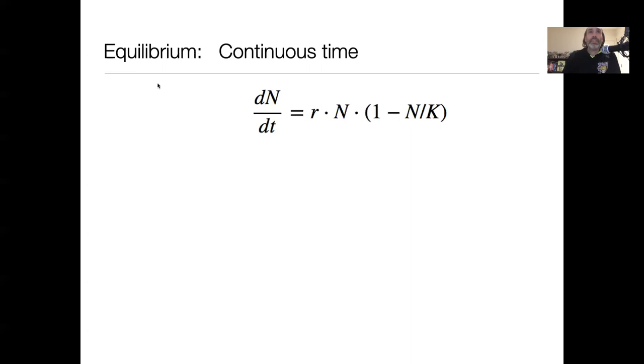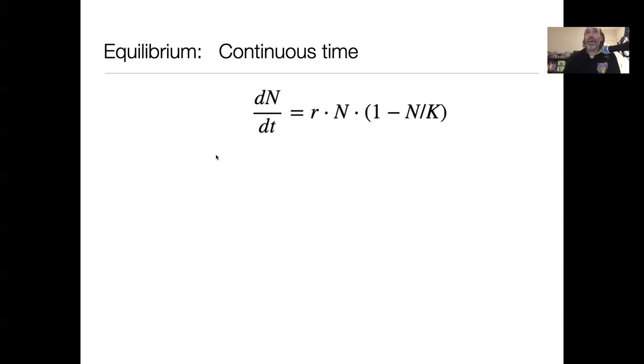So as a reminder, I'm going to start by focusing on the logistic model as an example. And in that model, we thought of population growth rate, dN/dt, as a function of the current population size, the intrinsic growth rate, and this term, 1 minus N over K, that causes the per capita growth rate to decline from r when the population is very small down to zero when the population is at K. So this formulation, dN/dt, is our continuous time version, where we're viewing this as a continuous solution, continuous time. We're not just iterating from one time point to another.